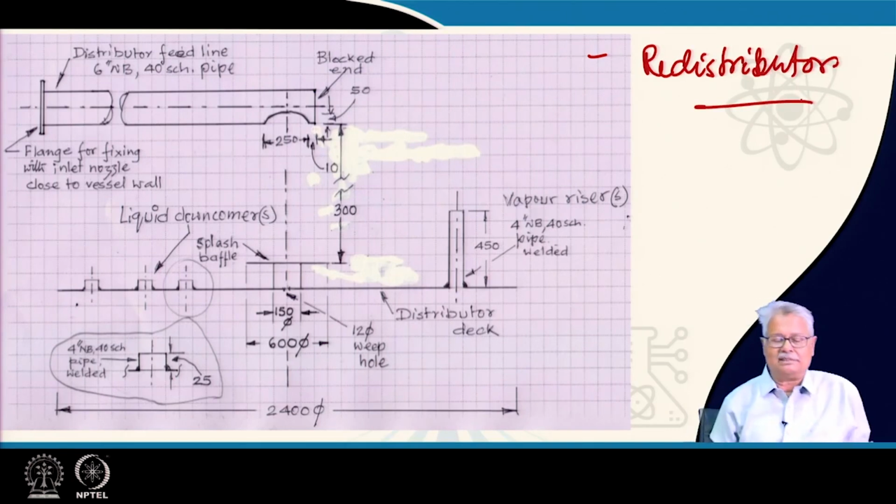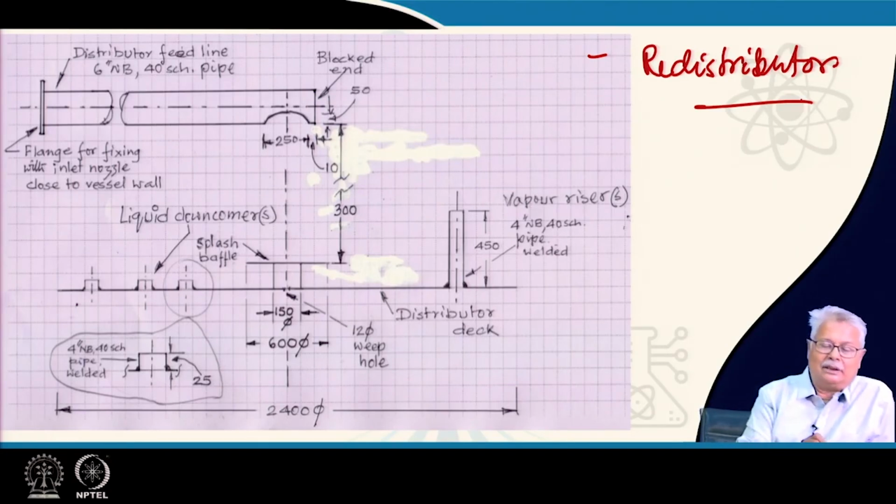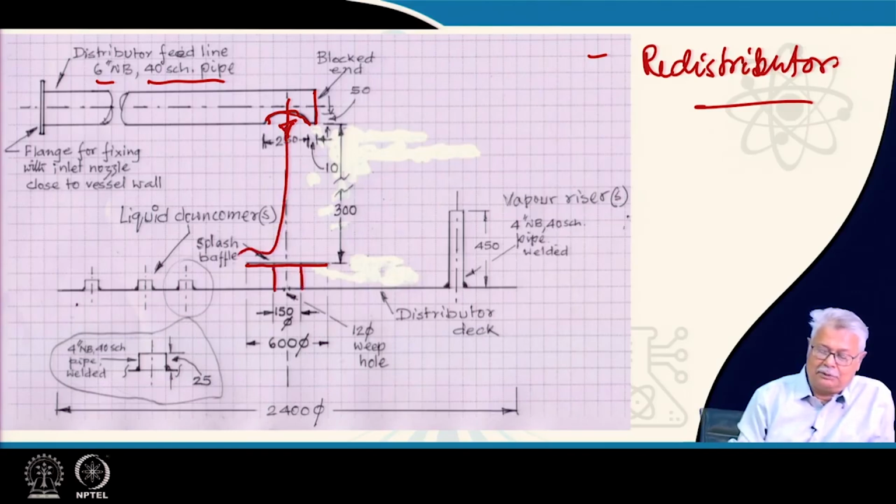So, if I am talking about a redistributor, definitely I am talking about the pack section. In fact, the redistributor or the distributor will be above the pack section. You have a feed line which is a typical 6-inch pipe, 40 schedule pipe, whatever it could be. It will have a 250 millimeter cut here, so that the liquid falls through it. It has a blanked end, so the liquid will be coming out only through this. It falls on the top tray. Suppose this is the top tray distributor, it will fall on this, which is the splash baffle mounted on the tray deck, and the liquid would fall this way.